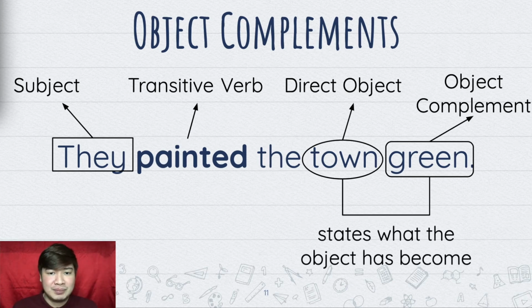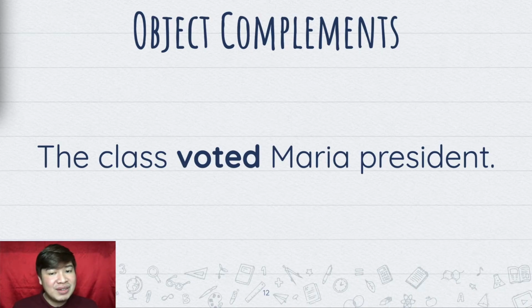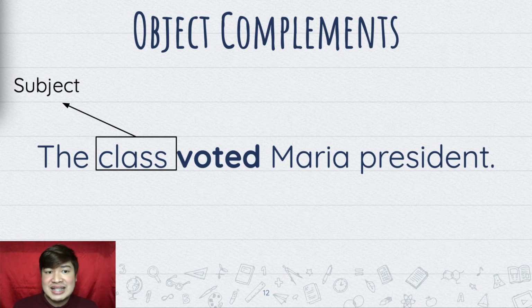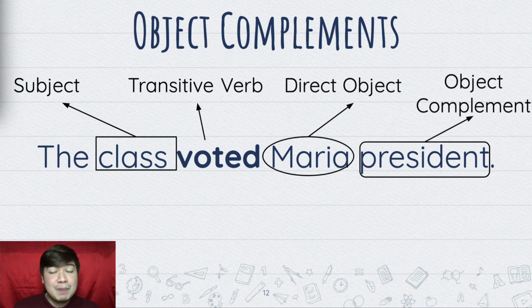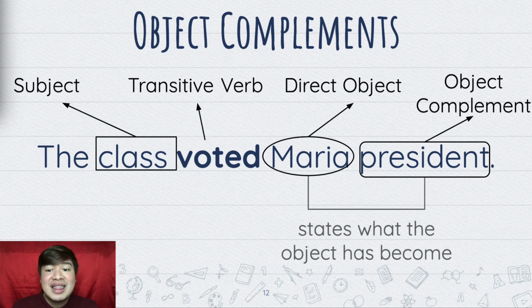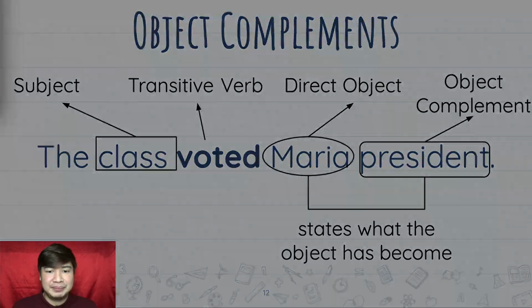Next one, we have the class voted Mariah president. Now, in this sentence, the word class is the subject, voted is our transitive verb, and Mariah is our direct object. Now, the word president is the object complement because it states what Mariah has become or it now identifies the direct object. Let's look at the last one.